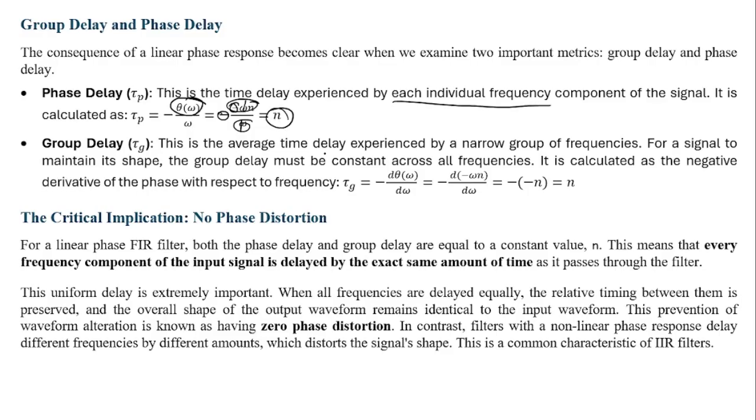In the case of group delay, we get minus dθ/dω, which is equal to minus d(minus ωn)/dω. The minus comes out and becomes plus, and dω by dω cancels. n does not have a differential, so n is basically a constant, and we get n. So in a linear phase system, both the phase delay and the group delay are constant, and this n is related to the length or the order of the filter.